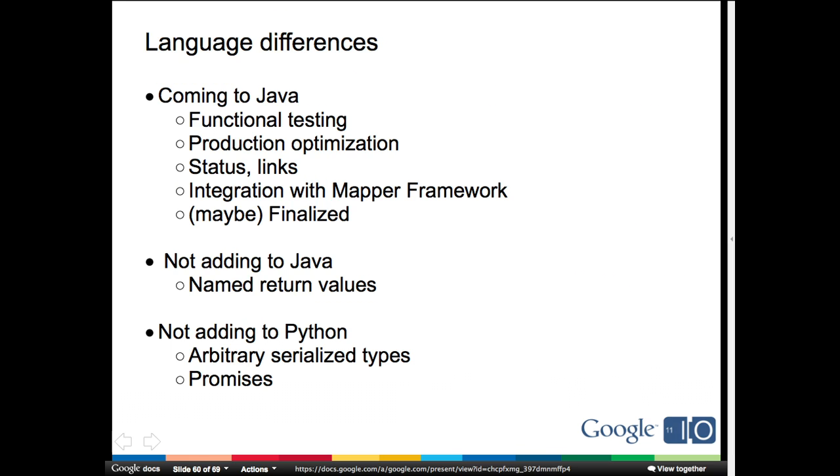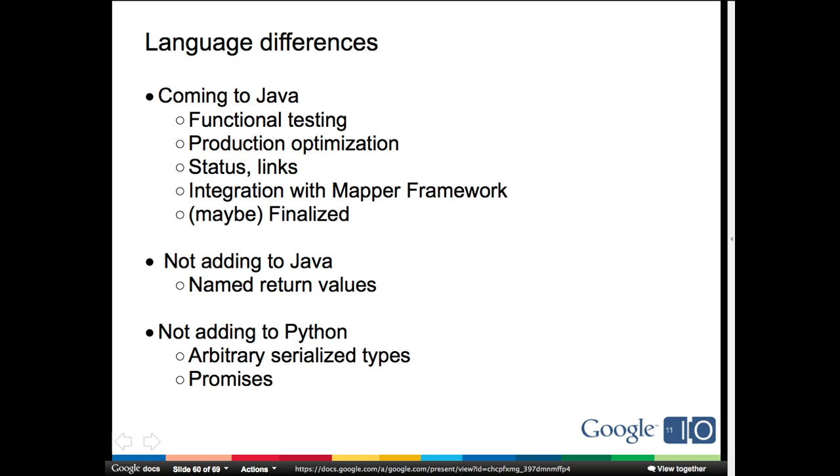So, language differences. Coming to Java: functional testing, some production optimization of the way that the entities are constructed, status links, integration with the Mapper framework to make full MapReduce for Java. Maybe we'll add finalized. Python has support for named return values. It's a pretty advanced feature. You can check it out. Probably won't add that. Java can serialize anything, which is cool.